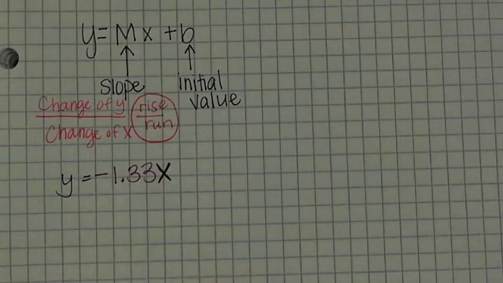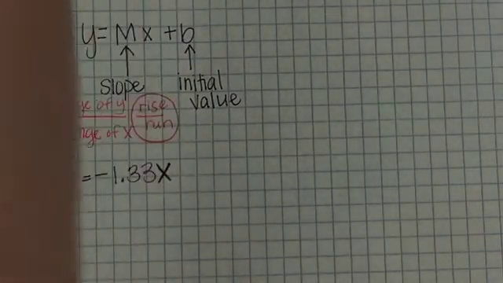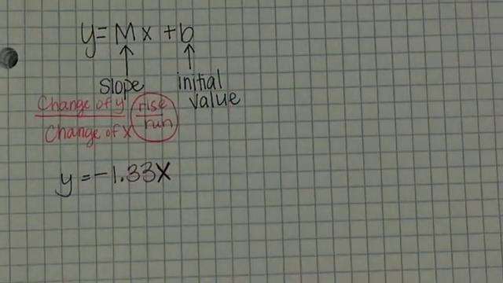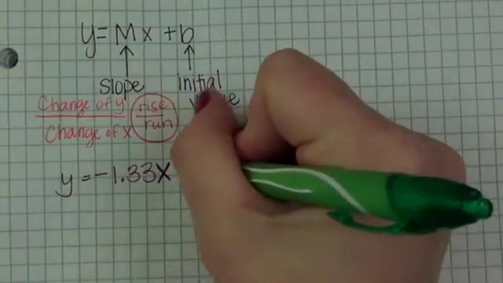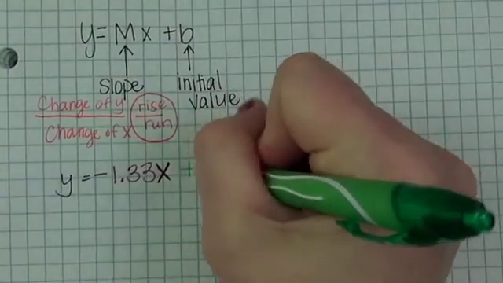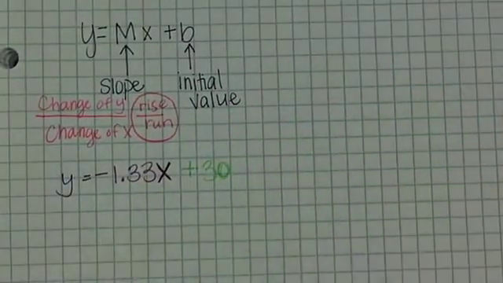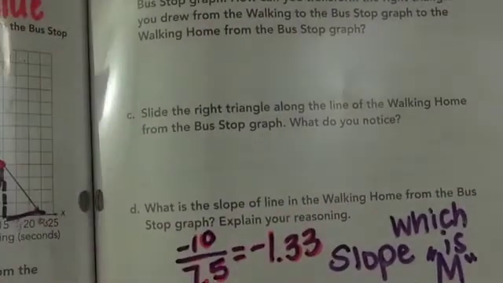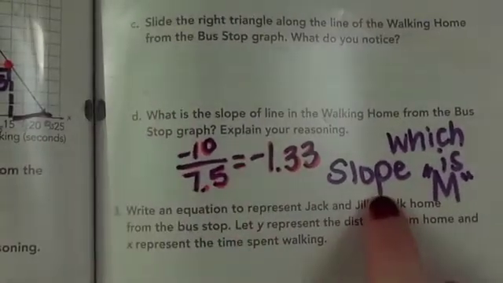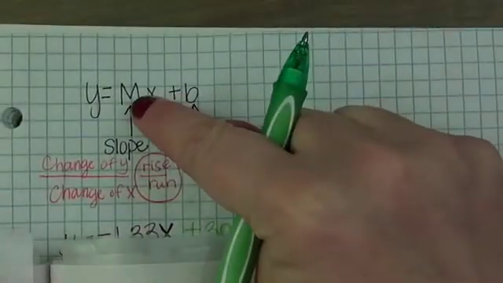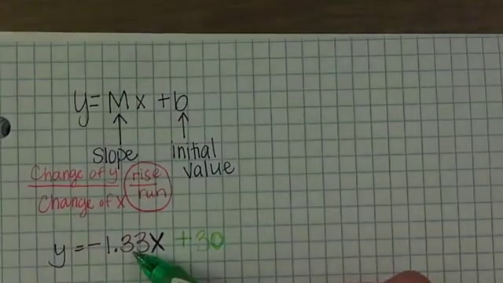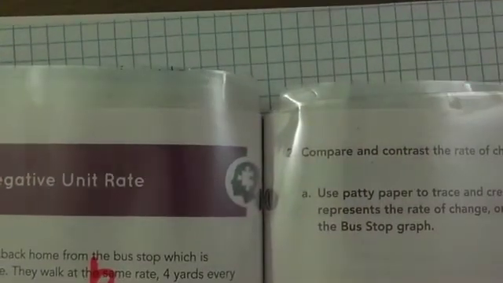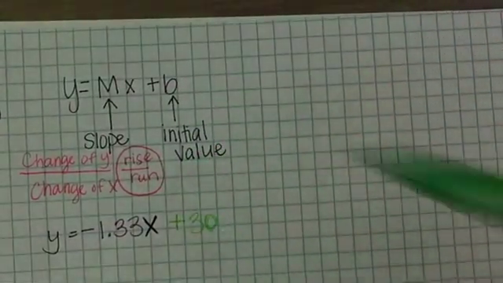They never go away. They're always going to be there. Then our b value, we said, was 30. So I'm going to write plus 30. Again, let me point at my book. Negative 1.33 was our slope, which was m. So instead of writing our equation with the letter m, you're going to write it with a negative 1.33. And instead of writing b, you write 30.